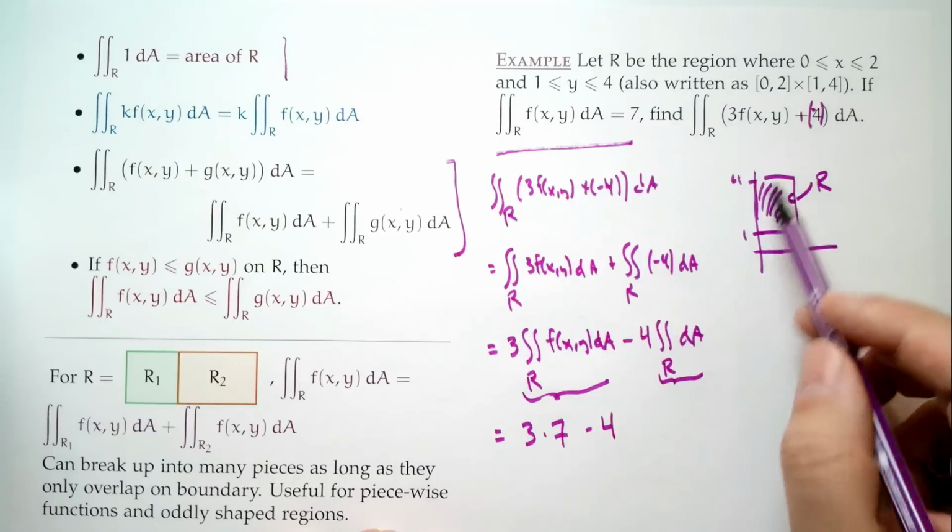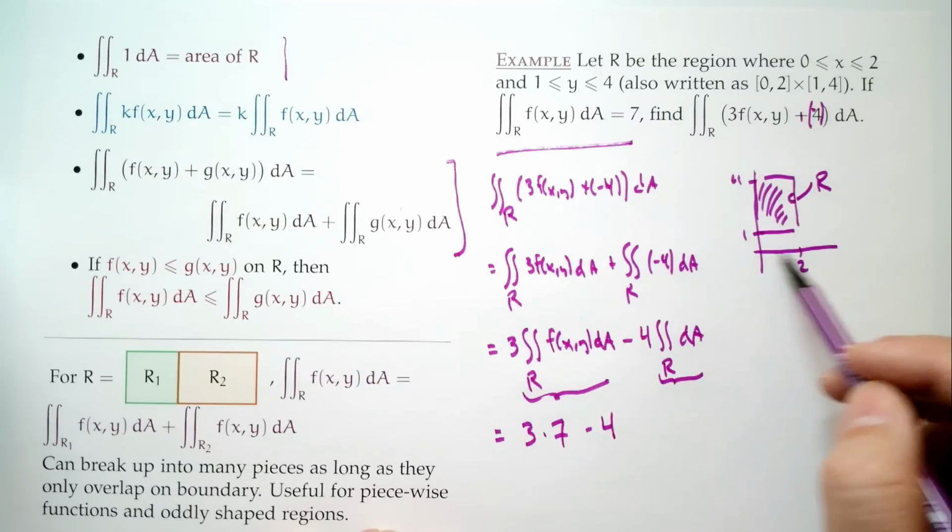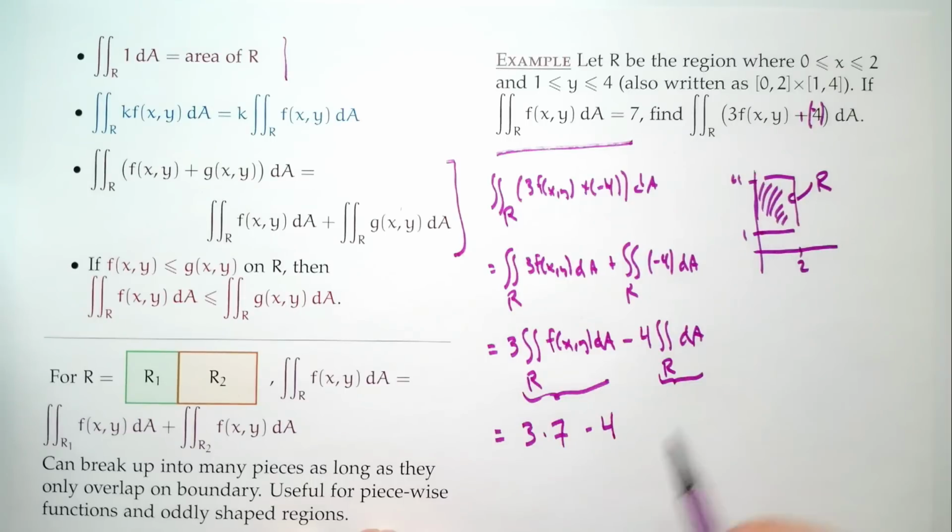Well, how much area is there? It's 2 wide, 3 high, so the area is 2 times 3, which gives us 6. So 21 minus 24, which is negative 3.